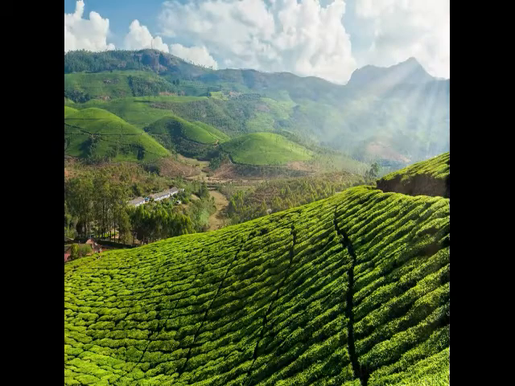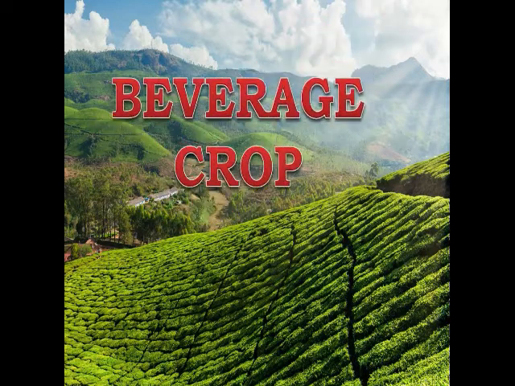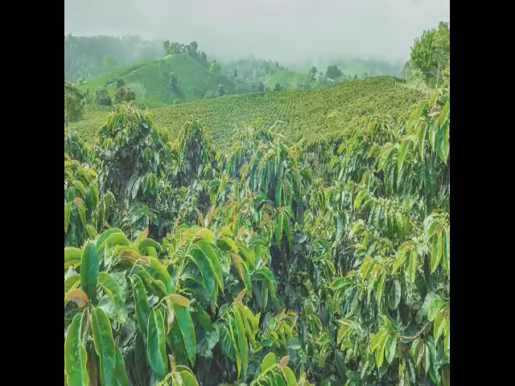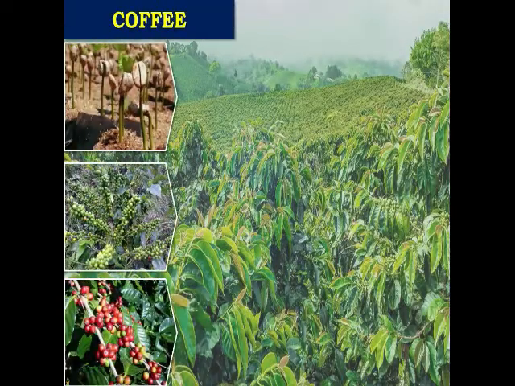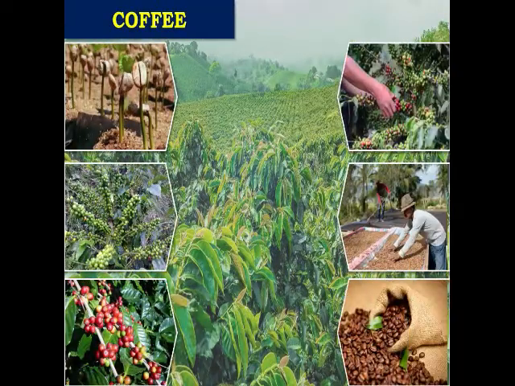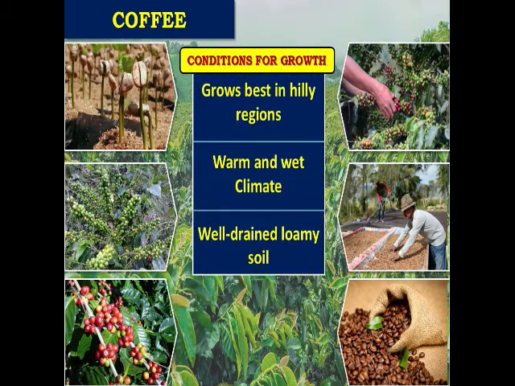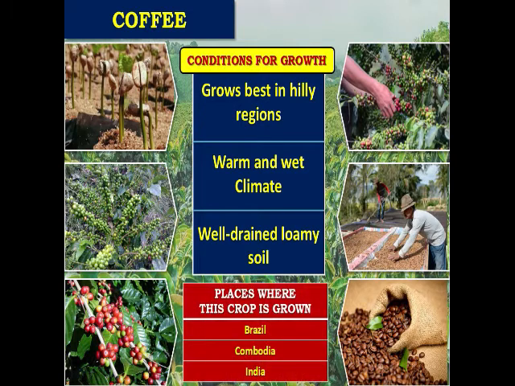And let's see about the next one, the beverage crops. What are the beverage crops I told you? That means tea and coffee. The first one is coffee. What are the conditions for growth of coffee, children? It grows best in the hilly regions, a warm and wet climate and well drained loamy soil. The places where this crop is grown are Brazil, Cambodia and India.